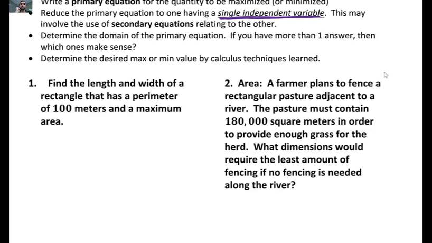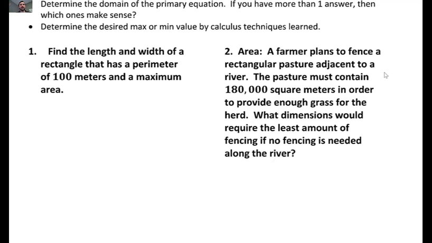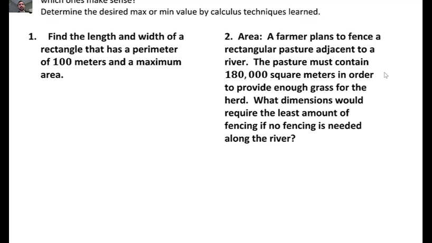We should think about the domain of the primary equation. So if we work it out and the algebra or calculus says we've got multiple answers, it could be that maybe only one of the answers even makes sense. And of course we can use calculus to determine min and max values. So first derivative test and second derivative test, both are good for finding local min and maxes.